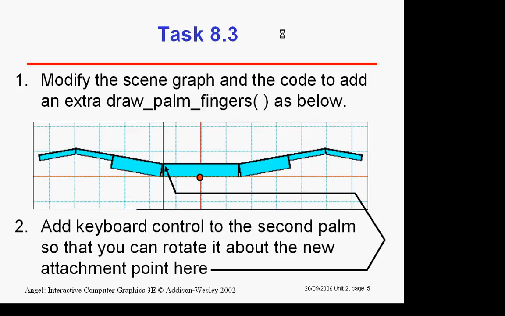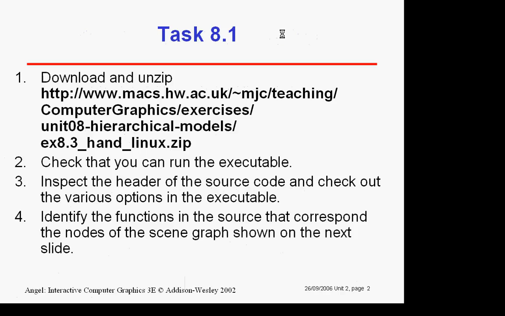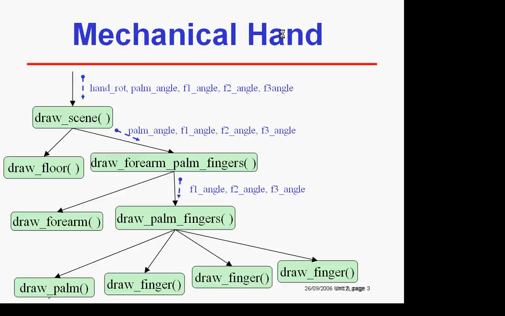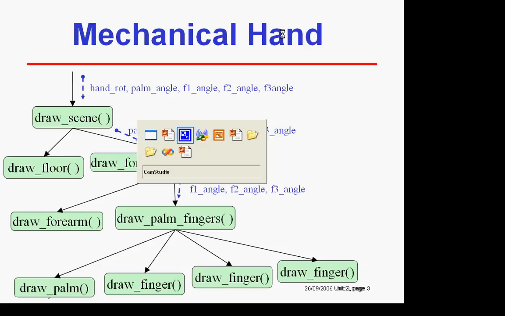And then that's the end. Well, that's not quite the end, of course. Once you have modified the scene graph, and you've added the extra argument, then the next thing you have to do is look at the source code. So once you've downloaded and opened the source code, if I can find it, there we go.